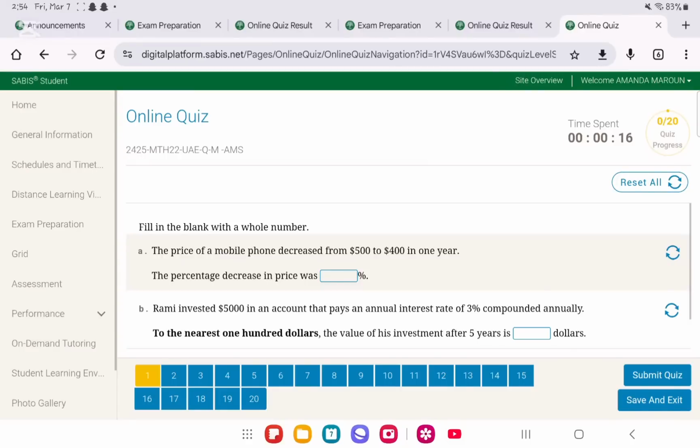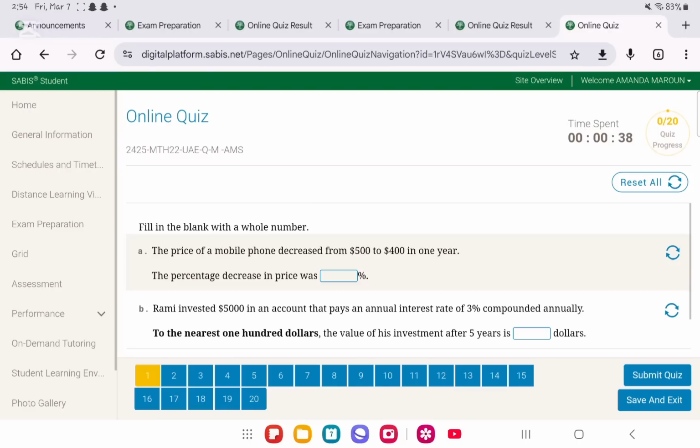So today I'll be explaining the math AMS of term 2 week 12. So let's start with the first question. They said the price of a mobile phone decreased from $500 to $400 in 1 year. They told us they need the percentage decrease in price.